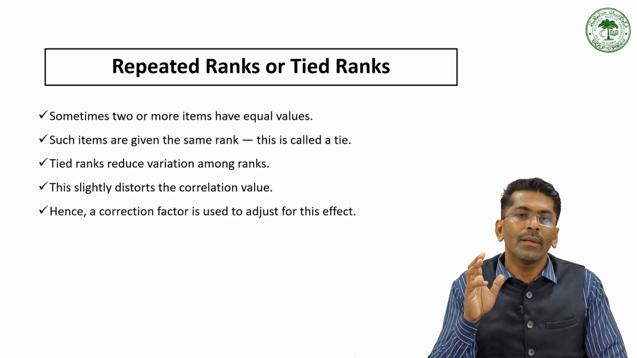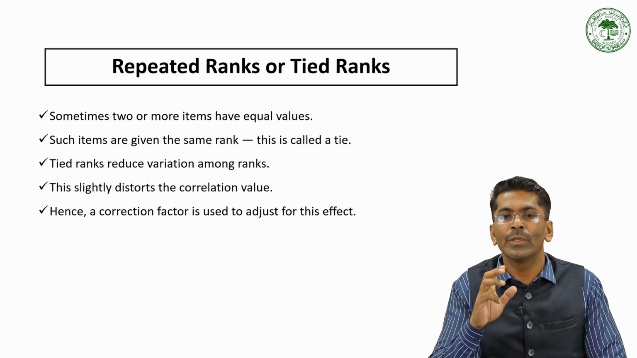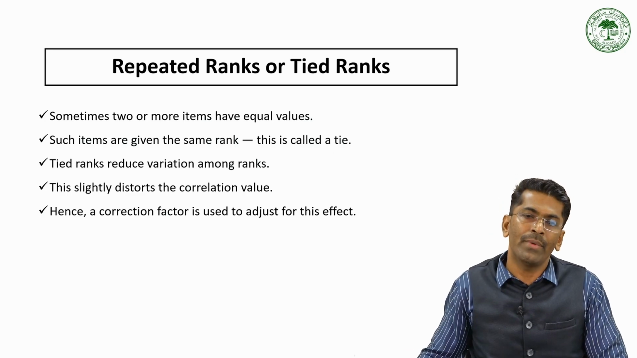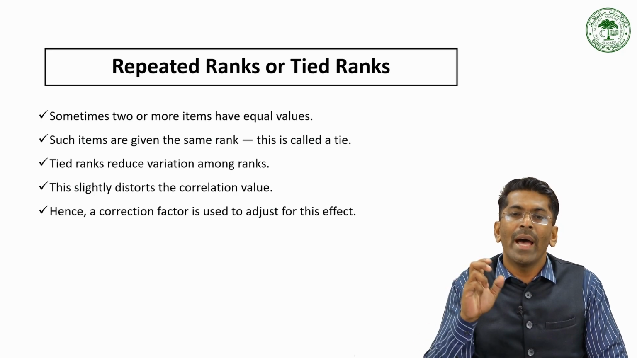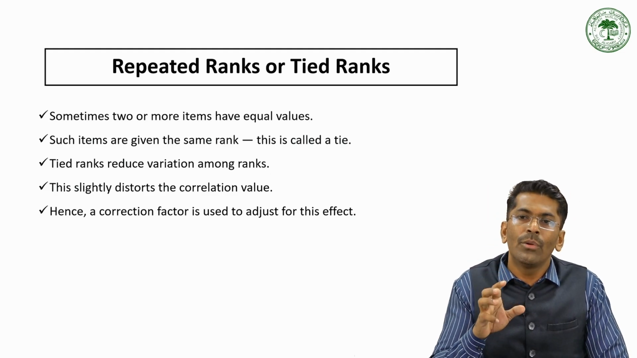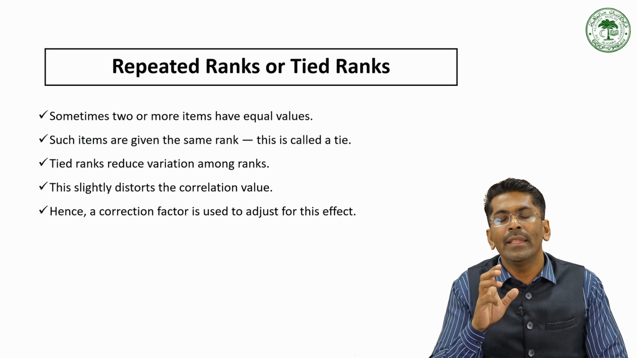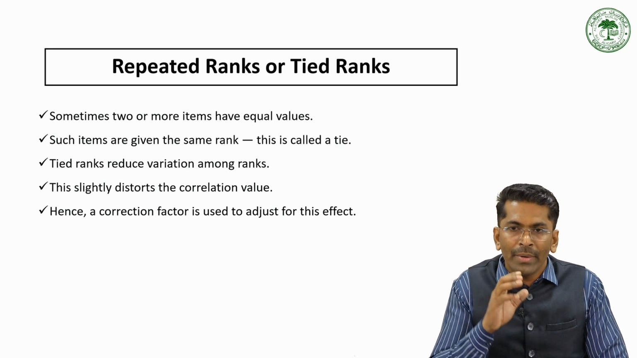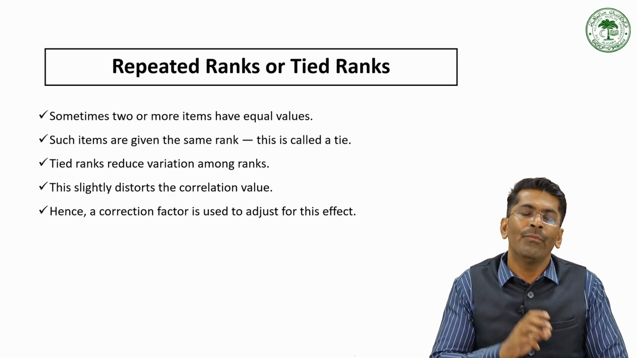We want to introduce a new factor, known as a correction factor, that should be used to adjust this particular effect. Without the correction factor, what is the problem? The computation of the correlation coefficient might slightly underestimate or overestimate the true relationship between the variables. So we should introduce the correction factor, and accordingly this correction ensures fair treatment of the tied observations and maintains the validity of the result.